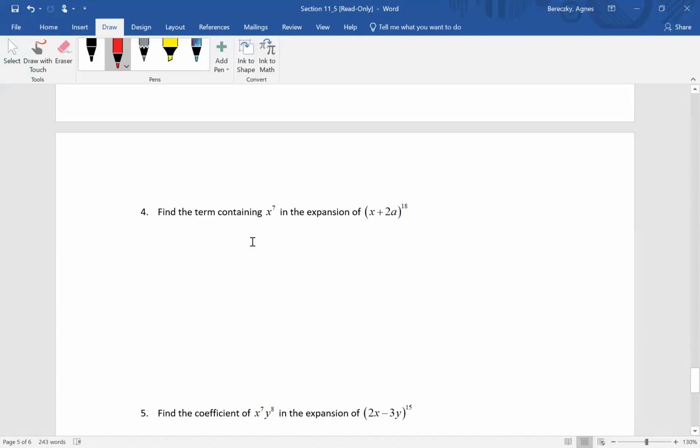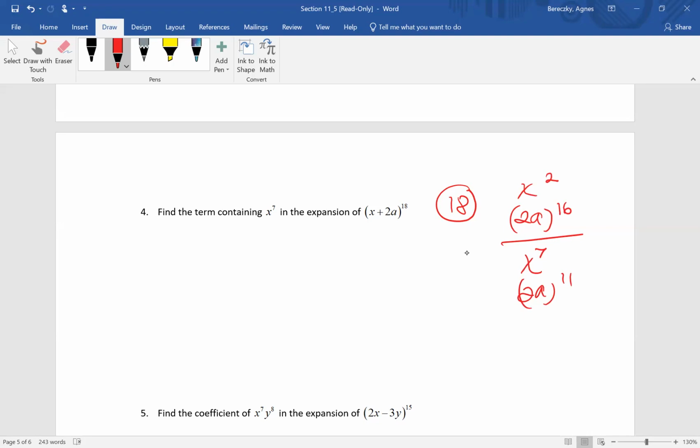Find the term containing x to the 7 in the expansion of x plus 2a to the 18. So if we look back, we have an x as our first term, and we have a 2a as our second term. The exponents of the terms have to add up to 18. So for example, if I have x to the second, 2a will be to the 16th power. So when x is to the 7, the 2a term will have 18 minus 7, the 11th power.